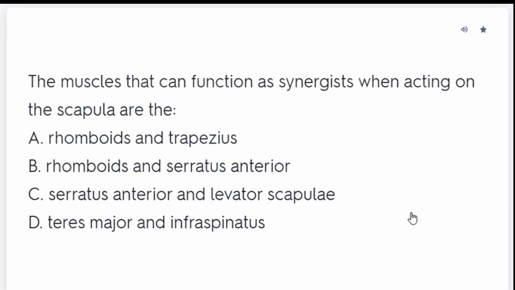The muscles that can function as synergists when acting on the scapula are the: A. rhomboids and trapezius, B. rhomboids and serratus anterior, C. serratus anterior and levator scapulae, D. teres major and infraspinatus.